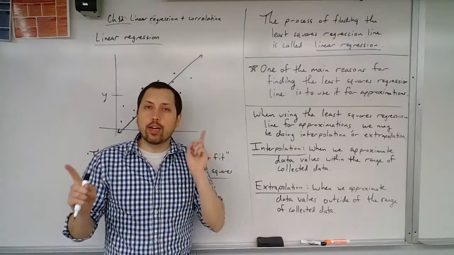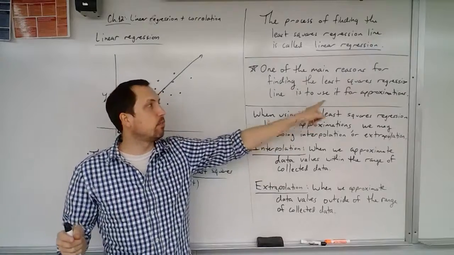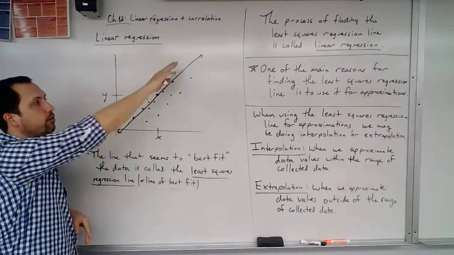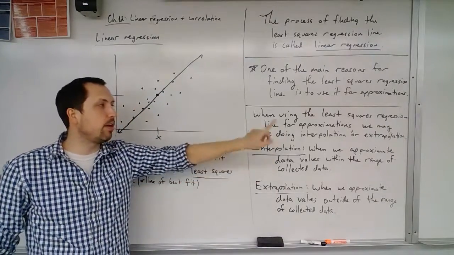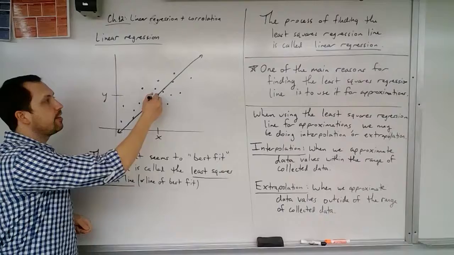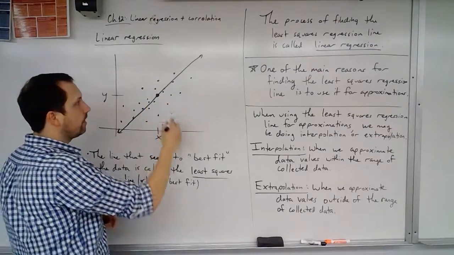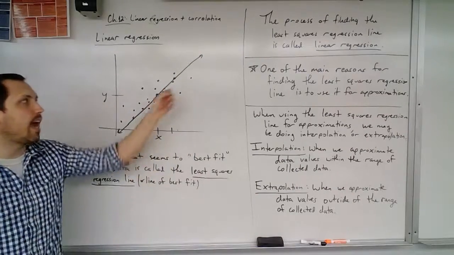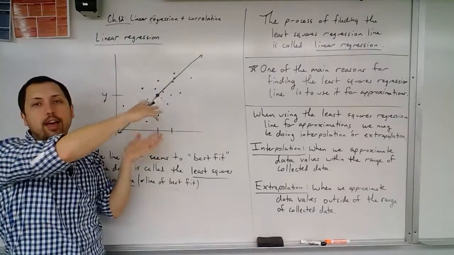Now, when we use the least squares regression line for approximations, we are either doing interpolation or extrapolation. These are two new words. Both are the process of approximating things. If we're looking at this data set and this is my least squares regression line, I'm making an approximation by using the line. Interpolation is when we approximate data values within the range of our collected data. What I did here is an example of interpolation because I'm within the realm of the data that I collected. Same thing over here, if I approximate this data value, I'm doing interpolation because this falls within the range of the given x values and the given y values.